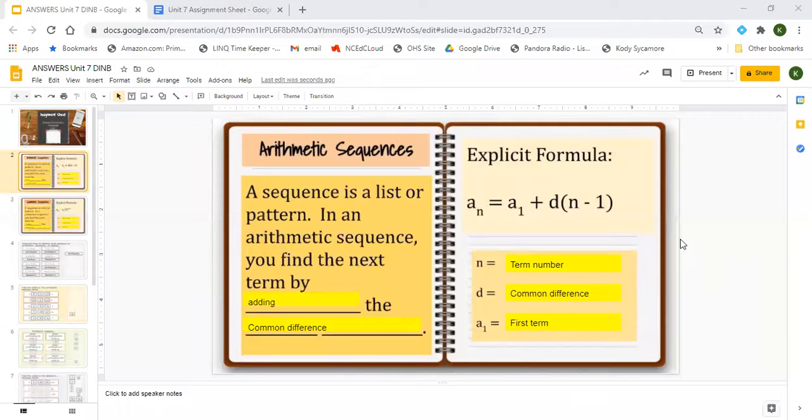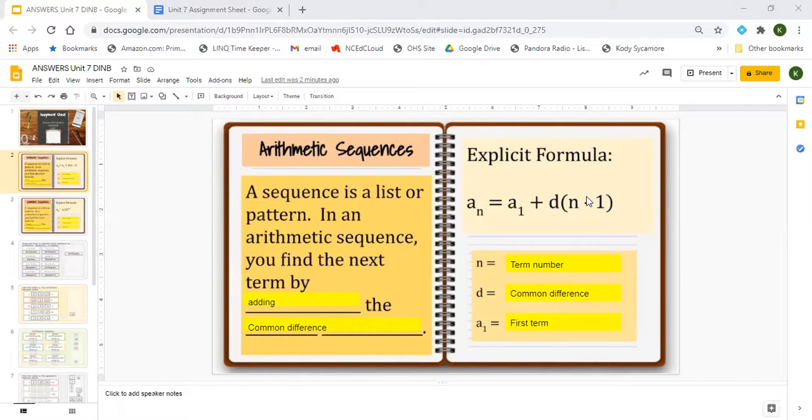They deal with the two types of sequences we're learning. So on slide 2, the way you say this word is arithmetic. The first type of sequence we're looking at is an arithmetic sequence. Like I said earlier, a sequence in general is just a list or a pattern. If it's an arithmetic sequence, then to find the next term, you add some number, and that number is called the common difference. So those are the 2 blanks on the left-hand side of slide 2: adding, and then the common difference.